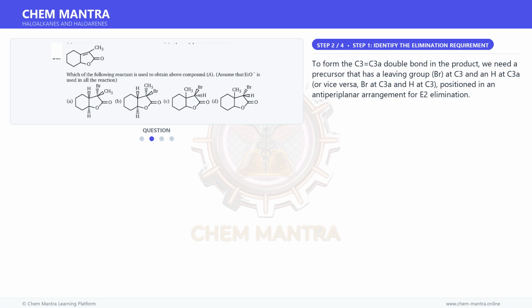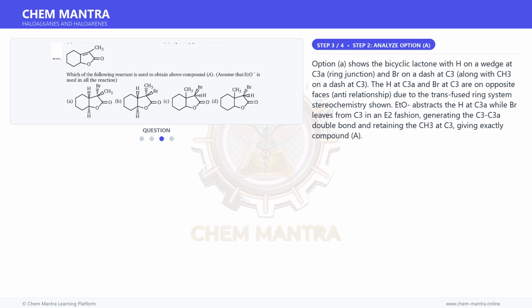To form the C3=C3A double bond in the product, we need a precursor that has a leaving group, Br, at C3 and an H at C3A, or vice versa, Br at C3A and H at C3, positioned in an antiperiplanar arrangement for E2 elimination. Moving on to the next step.